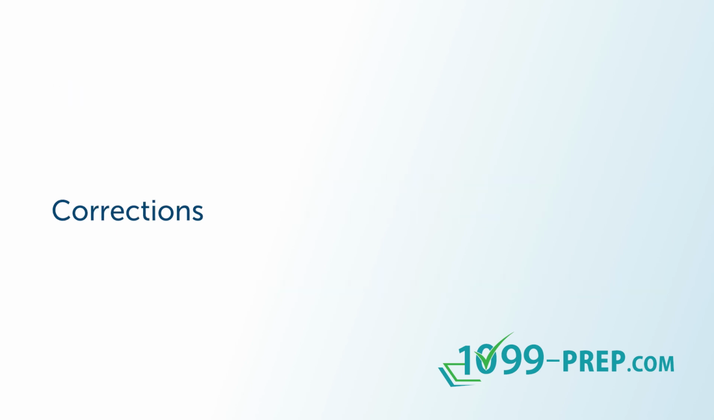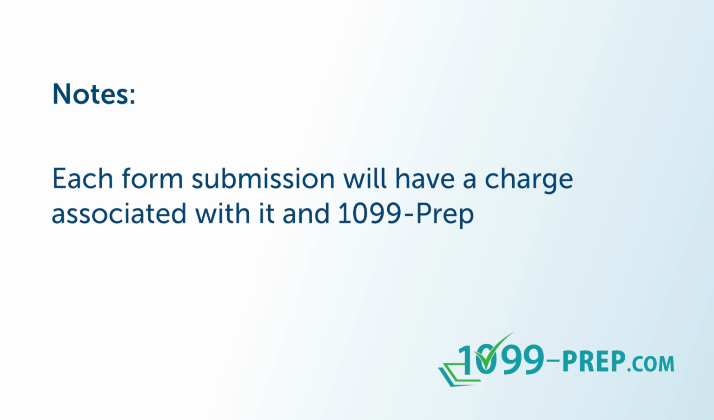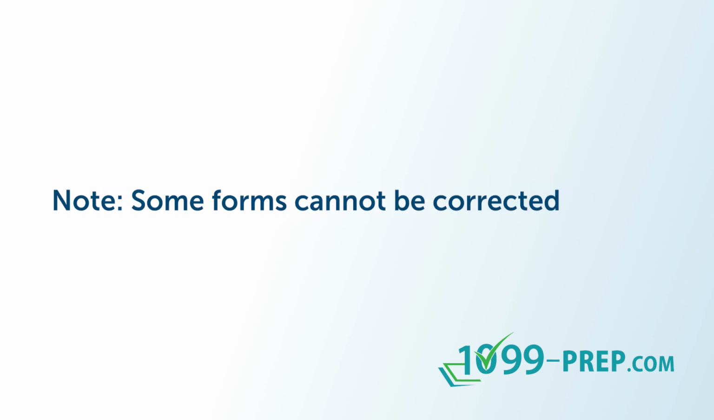Corrections. A correction is when you need to update recipient information besides the TIN or the information on the tax form. With corrections, acknowledgement of the prior submission is required before moving to the next step in the process. Each form submission will have a charge associated with it in 1099 Prep. You can correct all federal recipient forms. However, you cannot correct a W-2C. You can correct a 1099 form as many times as needed.